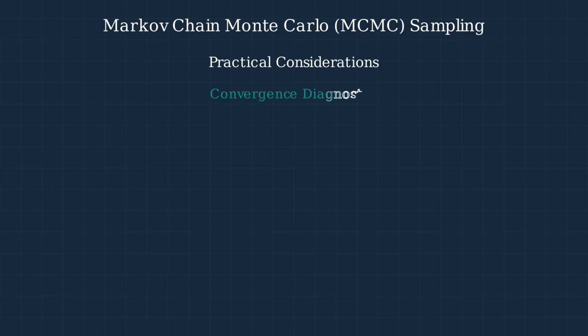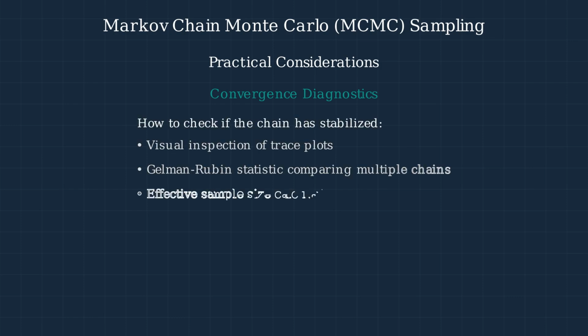Convergence diagnostics help us determine if our MCMC chain has adequately explored the posterior distribution. We can check convergence through visual inspection of trace plots, statistical tests like the Gelman-Rubin diagnostic, or by analyzing autocorrelation and effective sample size.